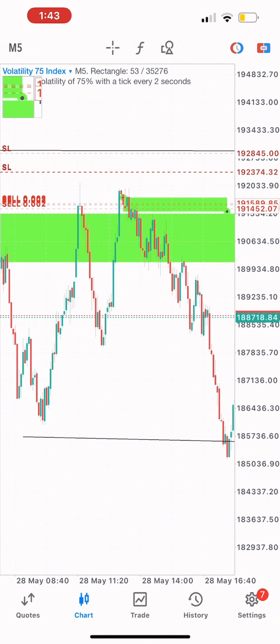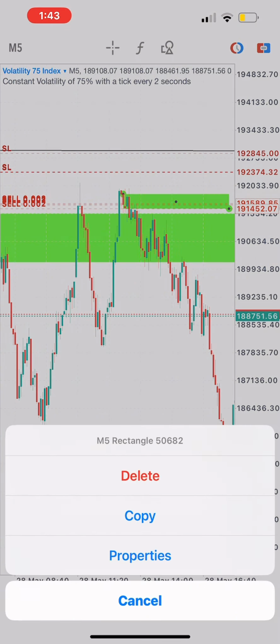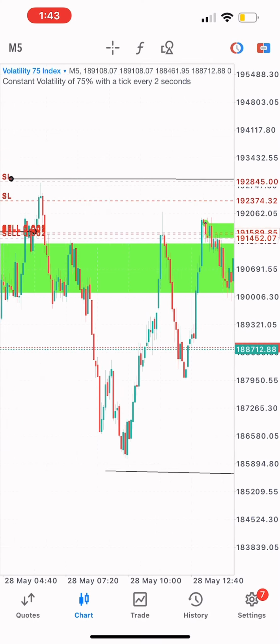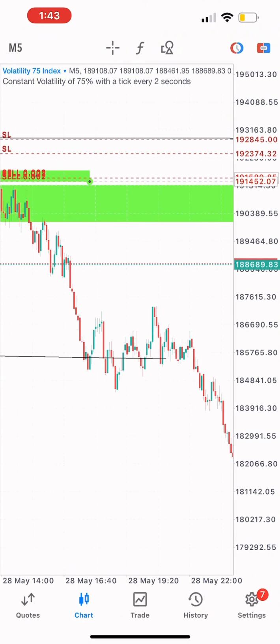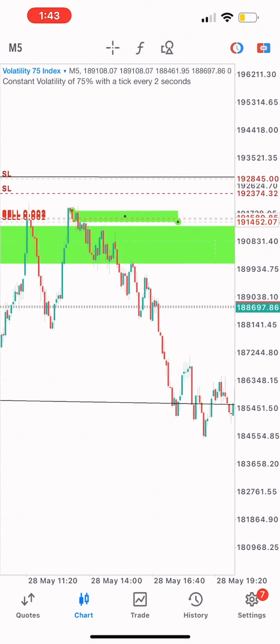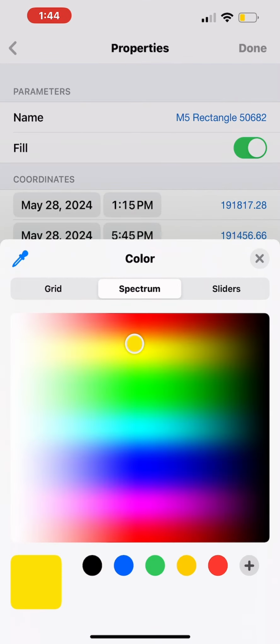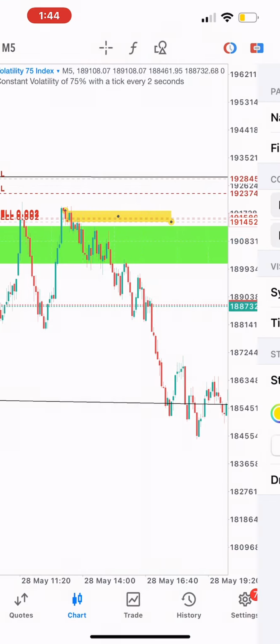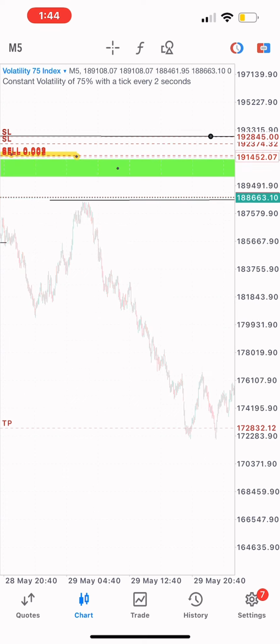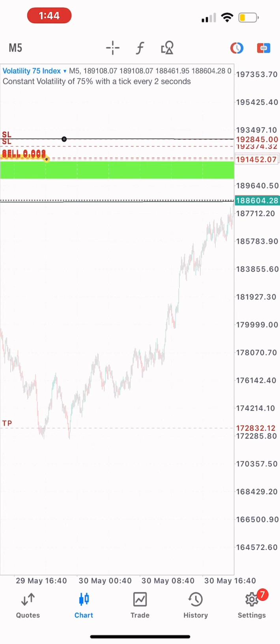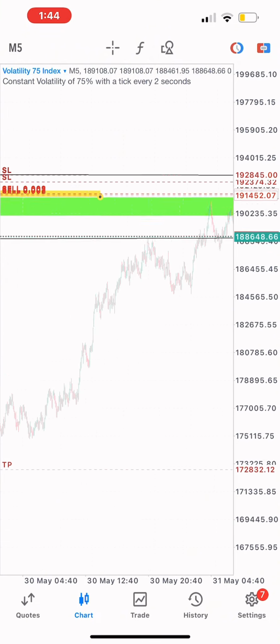So you see the supply zone. I'm marking out the supply zone, the area where I'm going to be waiting for price to come and reject. That's my supply zone which I picked to be interested in. When price gets to that area, I'm looking for certain things, such as the rejection candles.